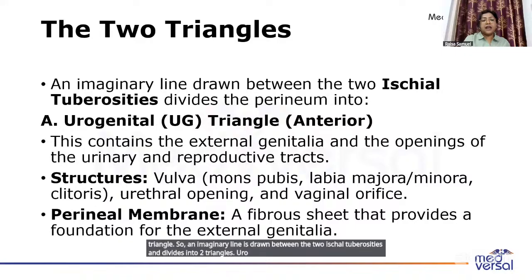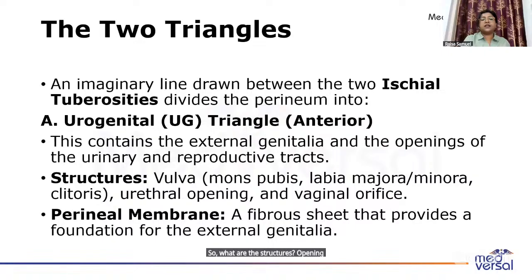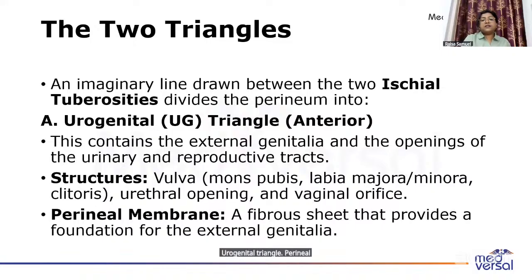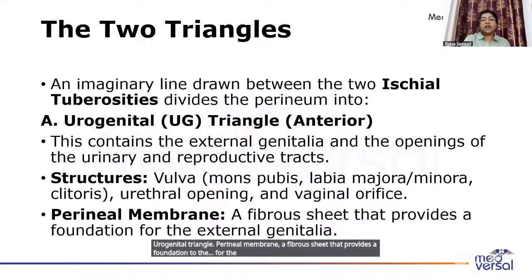The urogenital triangle is the anterior triangle, and this contains the external genitalia and the openings of the urinary and reproductive tracts. So what are the structures? The external genitalia is the vulva, which contains the mons pubis, labia majora, labia minora and clitoris. Then you have the urethral opening and the vaginal orifice. These are the structures you see in the urogenital triangle. The perineal membrane, a fibrous sheet that provides a foundation for the external genitalia, is also seen in the urogenital triangle.